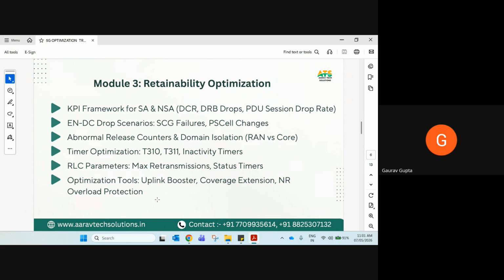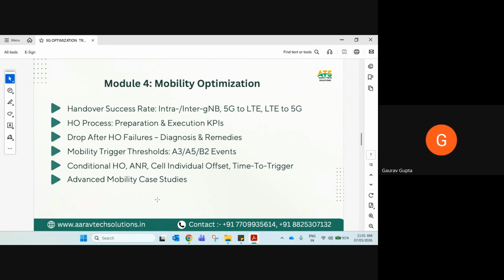So this will be the retainability optimization. Then we will proceed to module 4, that will be mobility. Another very vast, important topic. So mobility, as you know, what it calculates, what it describes, or I can say what it evaluates.